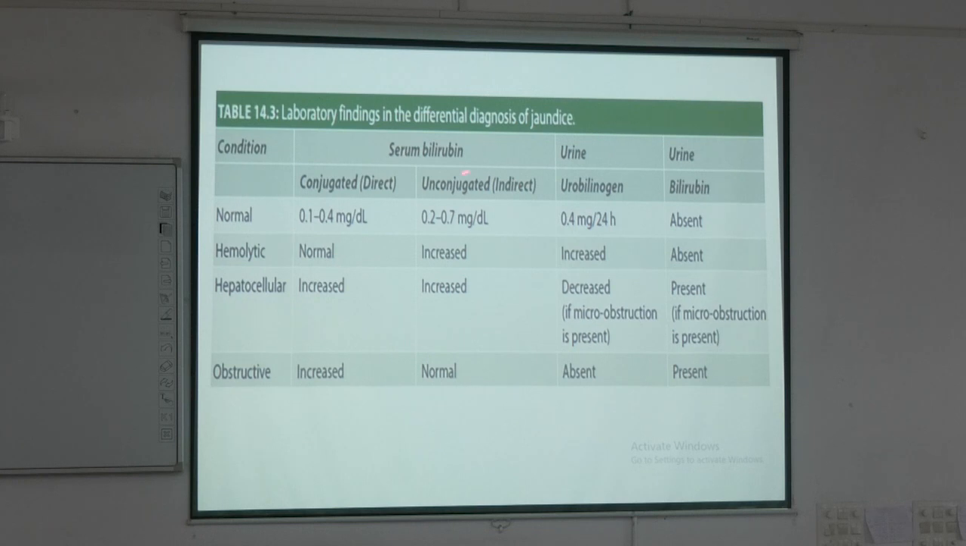Hemolytic: normal, unconjugated increased. Hepatocellular: increased. Obstruction: increased, and it is normal. Urine urobilirubin: increased, decreased. So on the basis of this laboratory diagnosis, we can identify which one is hemolytic jaundice, which one is obstructive jaundice, which one is hepatic jaundice. Understand?